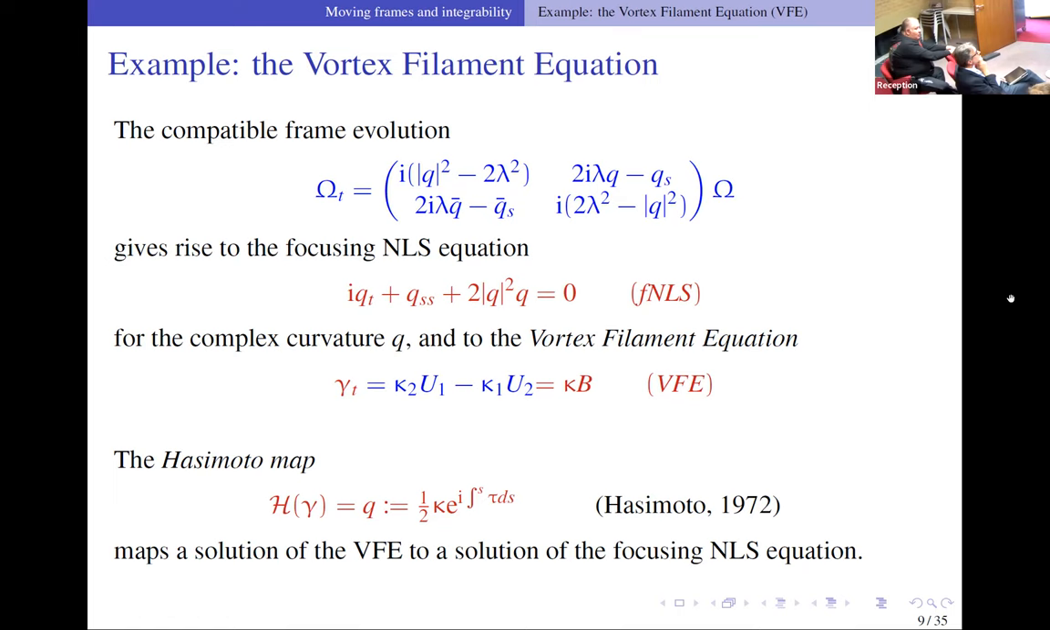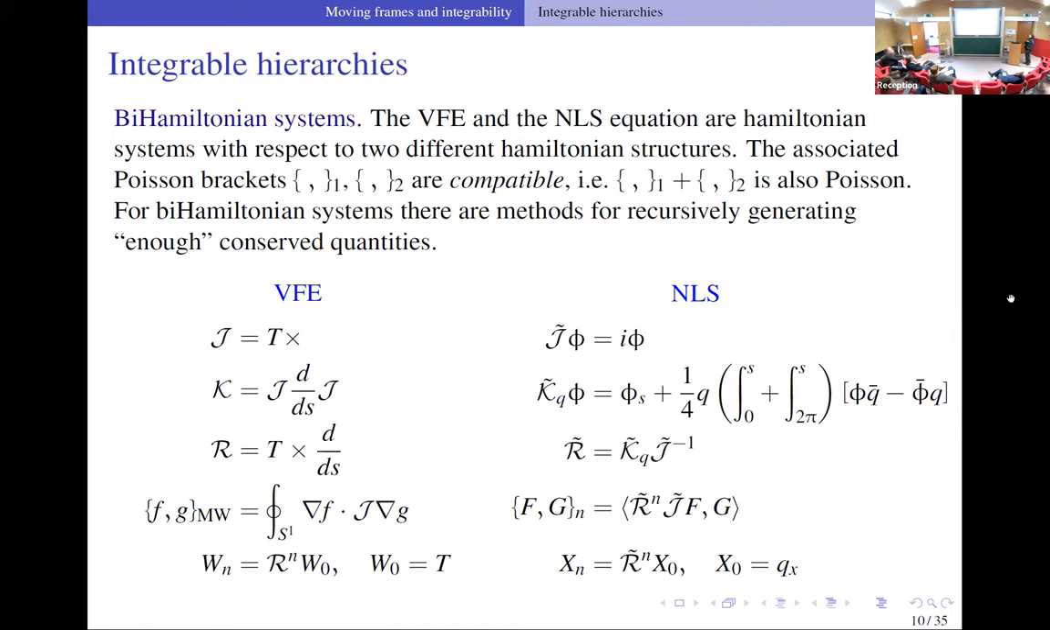So in some sense, what you could say is that the vortex filament equation is a Euclidean realization of the NLS equation. So it's really the geometric flow which is behind that. Now, just to flash a slide, there is a lot to say about the VFE, but I want to point out a couple of things. Because the VFE and the NLS are basically paired in this way, it turns out that the various structures that underlie integrability, in particular the Hamiltonian structure, are related.